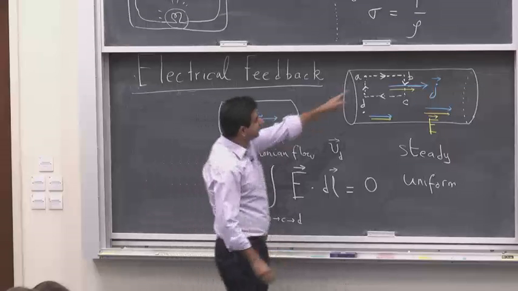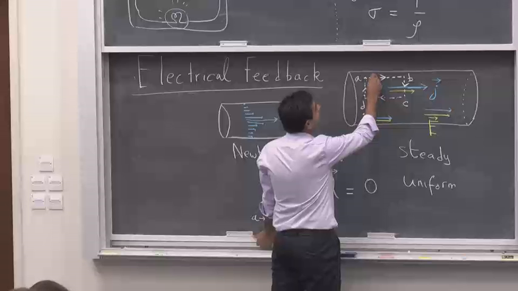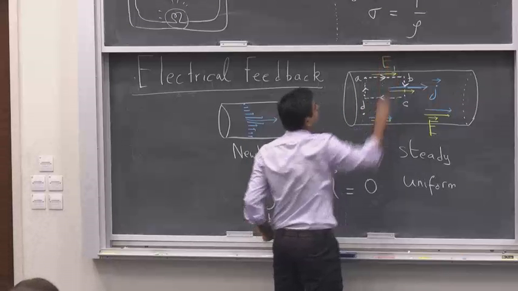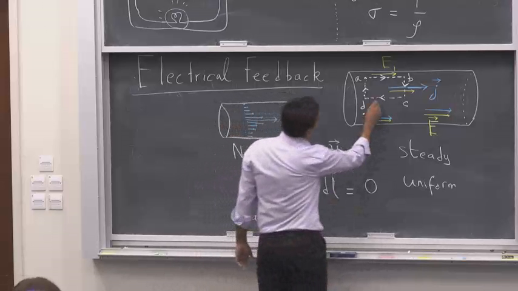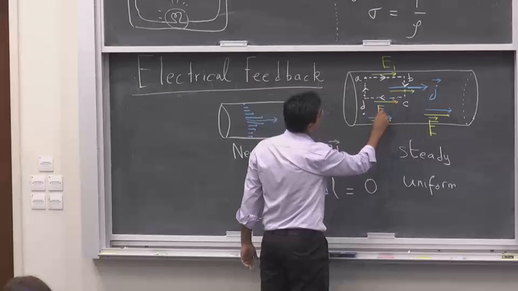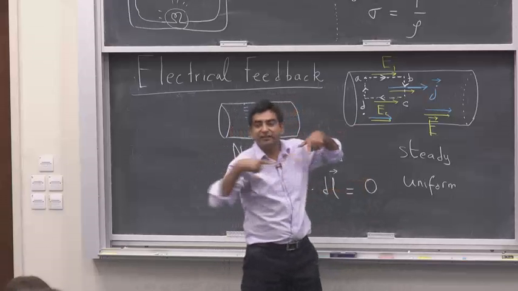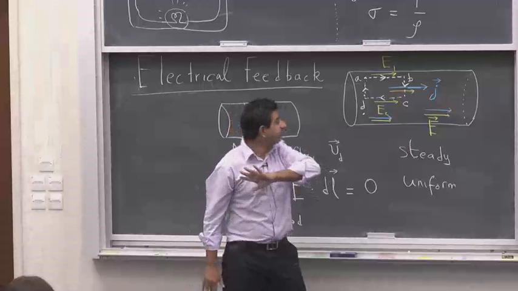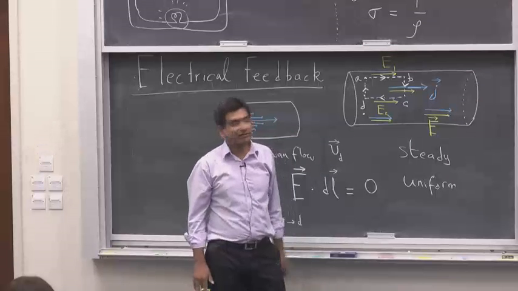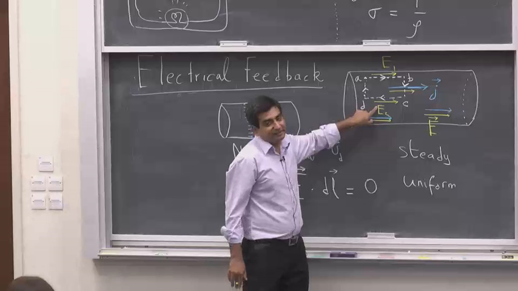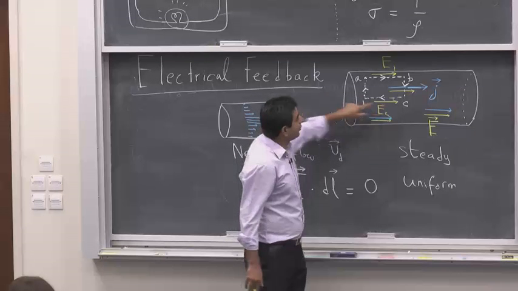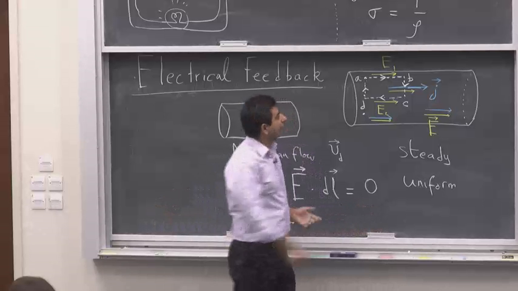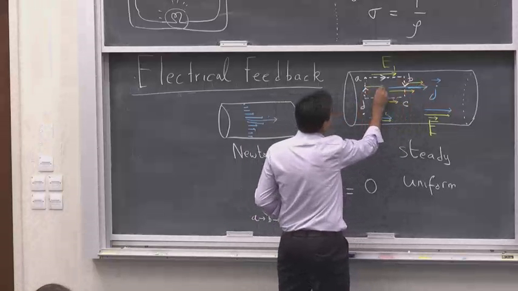Now let's look at this path. Suppose the electric field on this path AB has magnitude E1. Suppose the electric field on the section CD has magnitude E2. Both of them are pointing in the general right direction, because current is flowing in the general right direction. The current densities are in the right direction. And suppose E1 and E2 are different. Now there must be an electric field here as well, and here as well.